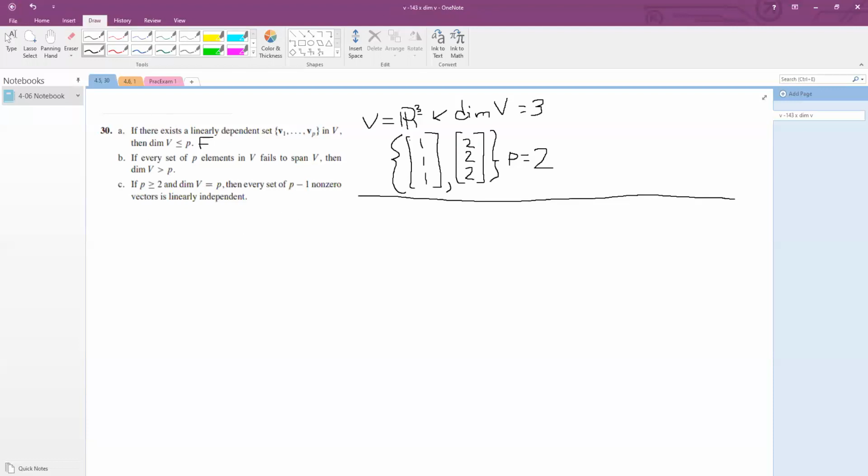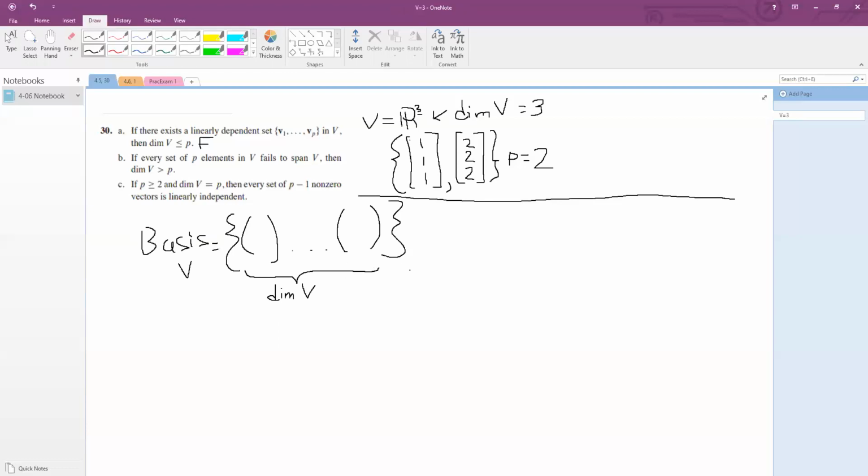So we know that we have some set of, and I don't know how many, but think about a set of vectors. There should be dimension V of these in here, right? Because we know that the basis for V has dimension V linearly independent vectors in it. And this obviously spans V.